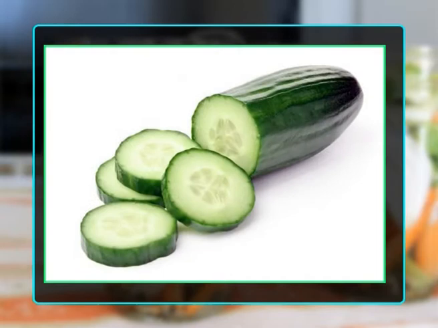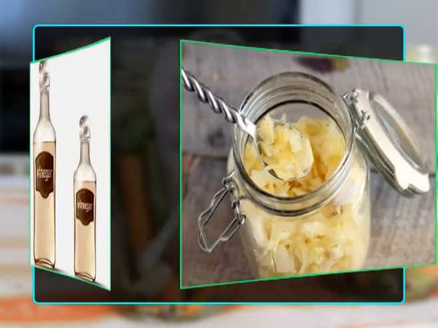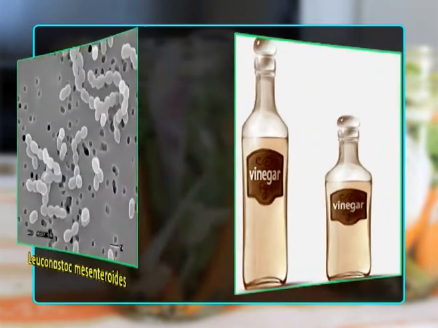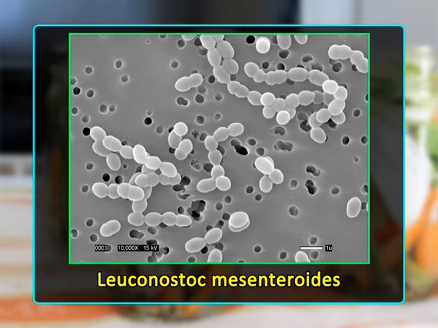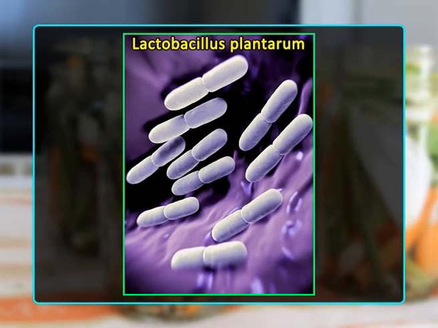Salt is added as a preservative and to facilitate fermentation. Cucumber unripe ones, sauerkraut, white cabbage and vinegar are the example for pickled vegetables. Leuconostoc mesenteroides dominates, producing a mix of acids, alcohol and aroma compounds. At high temperatures, Lactobacillus plantarum dominates, which produces primarily lactic acid.